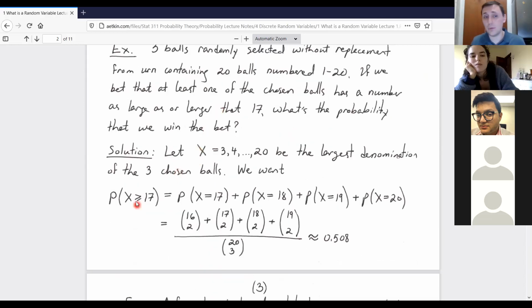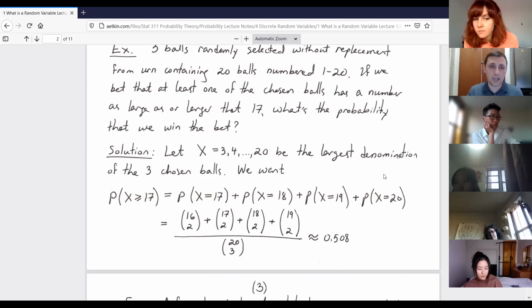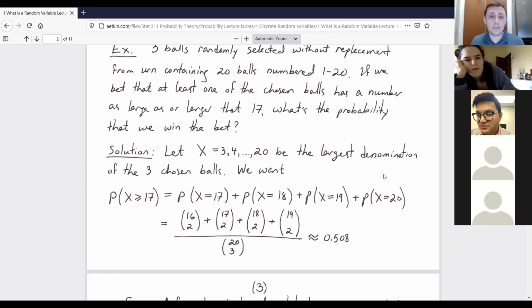My probability that I win is the probability that X is bigger than 17. Now that means it's the probability where X is 17 plus the probability where X is 18 plus the probability where X is 19 plus the probability that X is 20. Good. In other words, either the largest picked is 17 or 18 or 19 or 20. And then I win. Now, what's that probability?